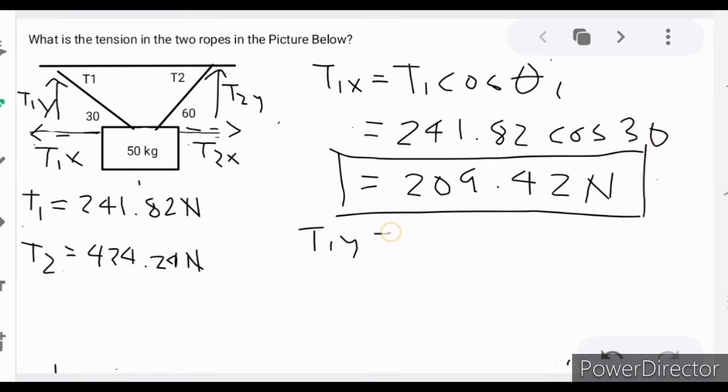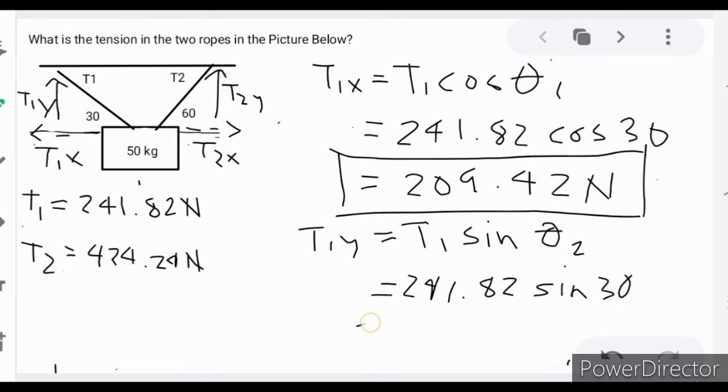Now, the value for Ty sub 1 is equal to T sub 1 sine theta sub 1. It should be sub 1, not sub 2. My mistake, sorry. So we have 241.82 Newton, then sine 30. Okay, now we get the answer: 120.91 Newton.